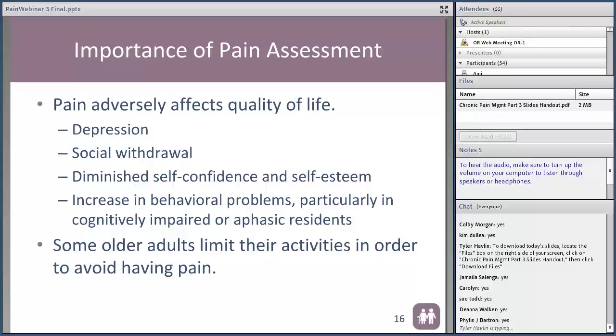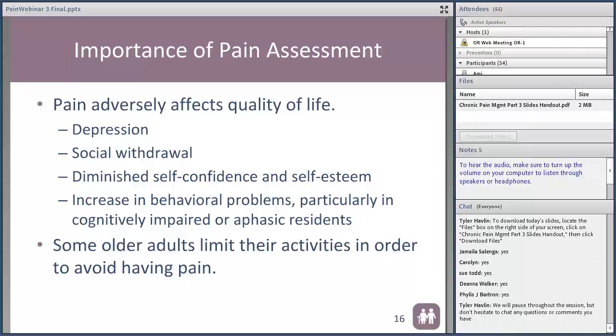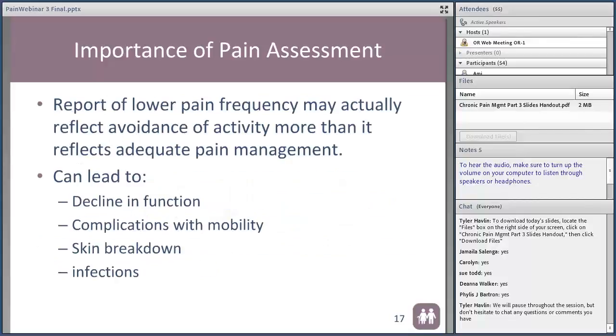Exactly. Some older adults limit their activities in order to avoid having pain. A lot of our folks come into us for rehabilitation, and they're not able to do their therapy sessions because they're having too much pain. They're not able to come to their activities. They're not able to come to the dining room. A lot of different things. So again, all of you in the audience, you're experts in this. You see this day to day. It's critical to remember.